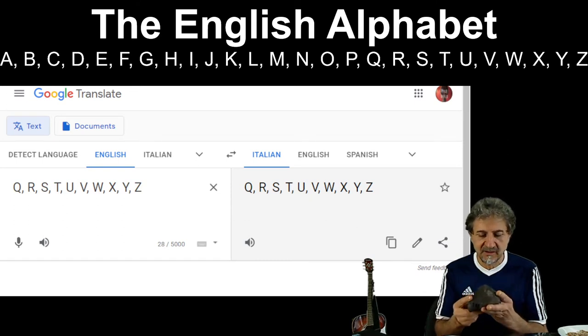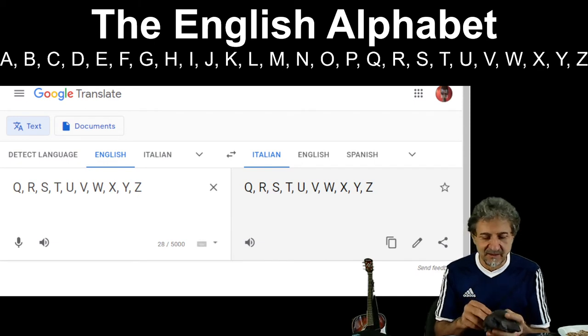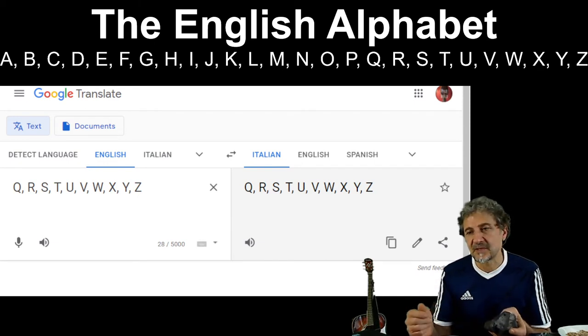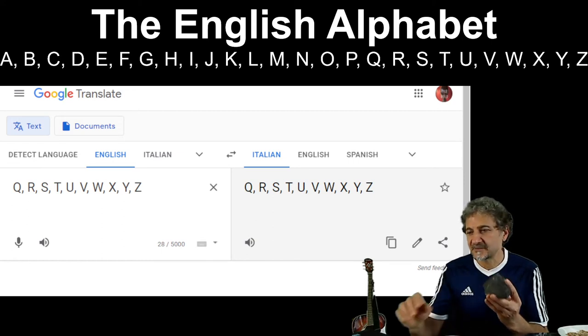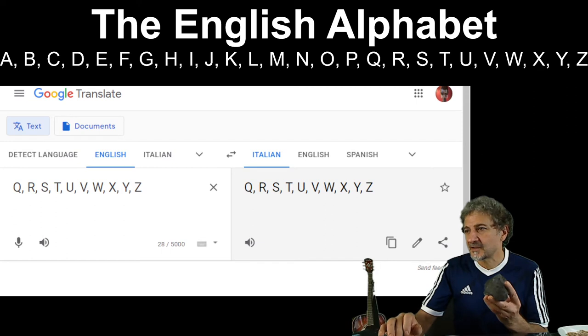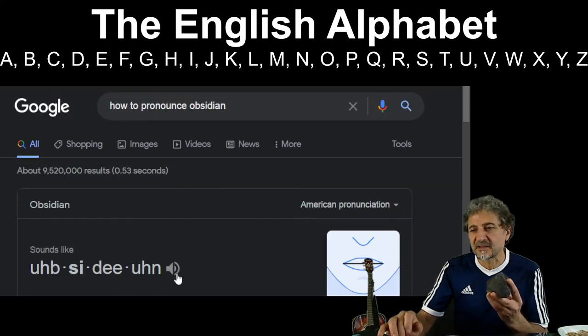And actually I had it with me. I don't know where it is now, maybe in my other country. Anyway, it's curious because it's actually called obsidiana, obsidian. I did a lot of research. Let me see. Okay, it's obsidian.